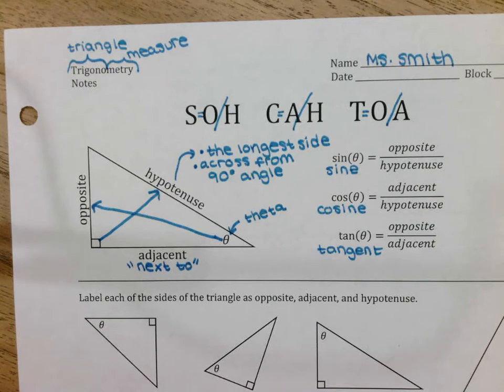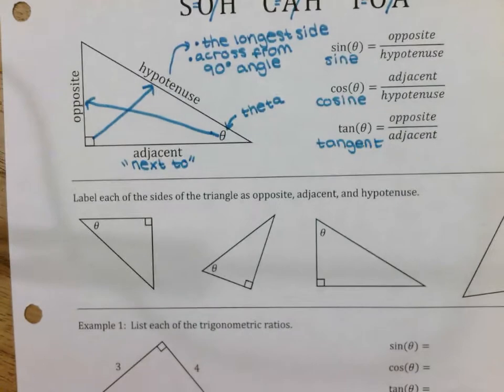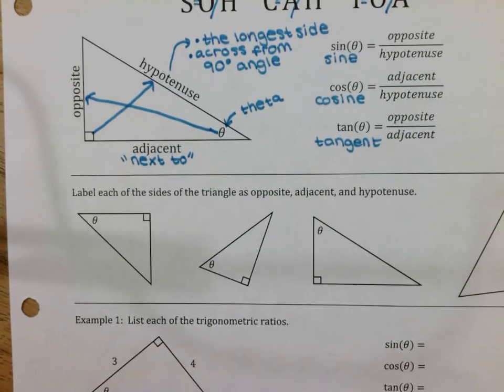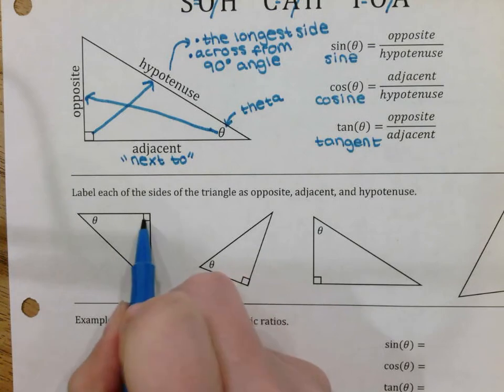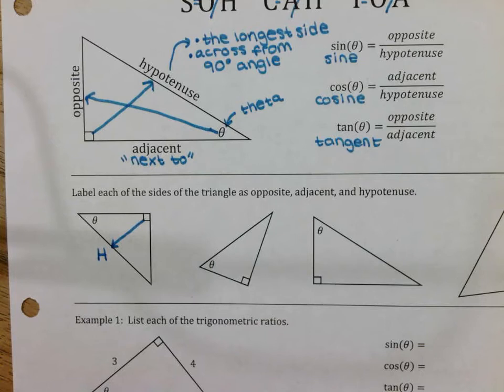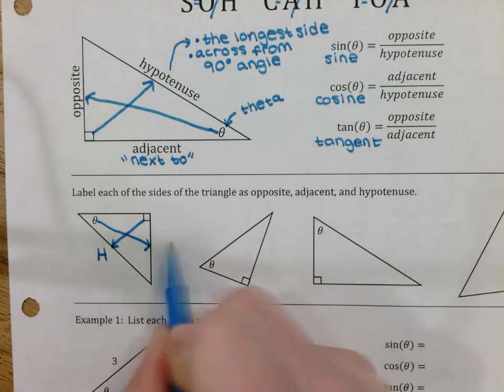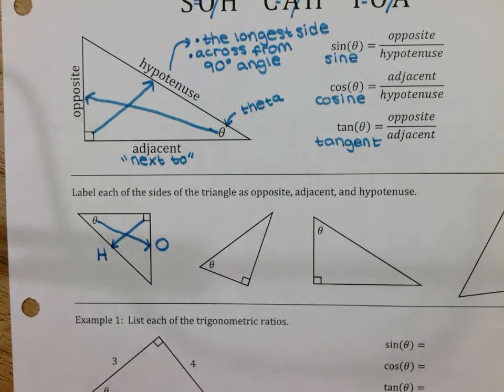It's super important that you know how to label these sides, or else you won't really be successful with trig. So again, here's my process. I just have some random triangles here. We're going to label them opposite, adjacent, and hypotenuse. I always start with the hypotenuse because I know it's across from my 90. It's the longest side. I'm not going to write the words out. I'll just label it H. Opposite is always the one opposite the angle. So there's opposite, and then that leaves adjacent.